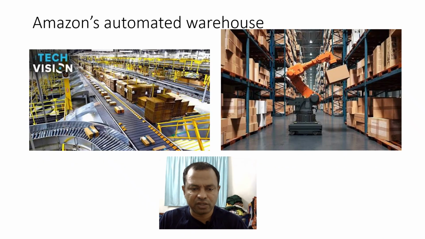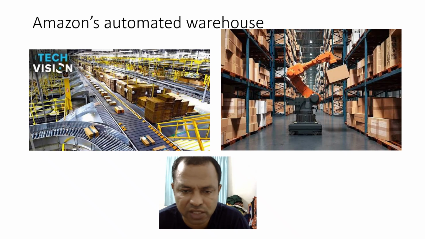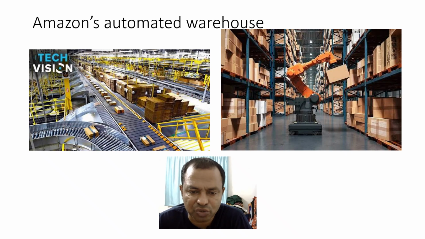In these pictures we can see Amazon's automated warehouse. We know that Amazon handles a lot of products. They have to transfer products from warehouse to the companies and also to the customers. That is a business. So this is their warehouse. Automated means human intervention is very little or nil. You can see in the second picture one robot is transferring parcels from the Amazon's warehouse. They are arranging the parcels according to the instructions.